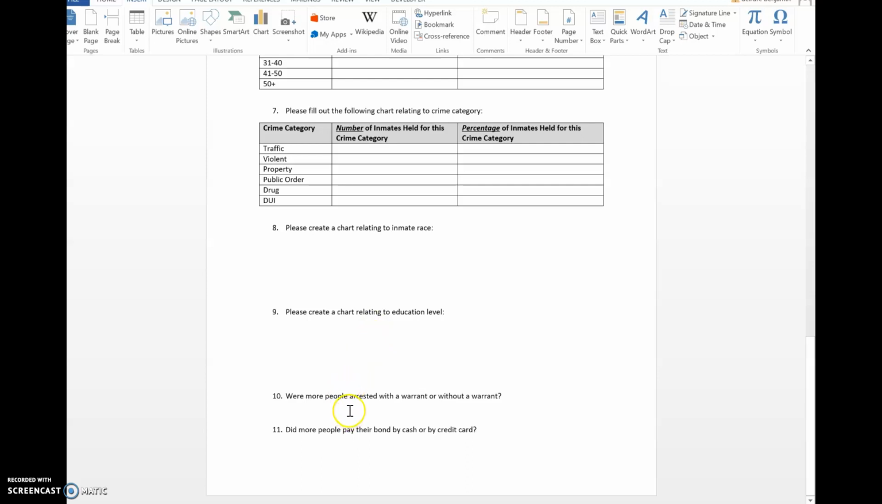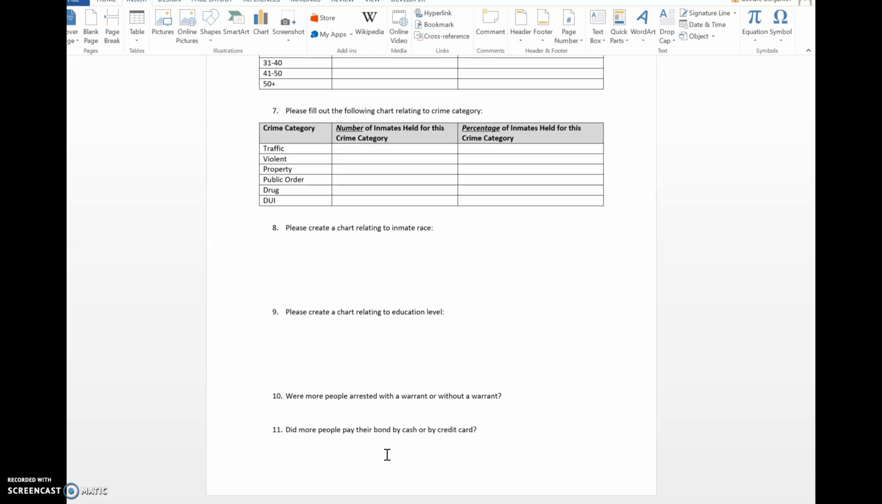Were more people arrested with a warrant or without a warrant? So you're going to need to just do COUNTIF warrant, COUNTIF non-warrant, and then you'll have to just compare the two numbers. And then, did more people pay their bond by cash or by credit card? And this is another huge question, and this deals with social injustices, is that a lot of times they require a cash bail, and a lot of people don't have the cash bail, so they'll sit in jail for a really long time on a minor charge because they do not have cash available. So you'll actually find that people being able to put stuff on credit card is a lot easier.